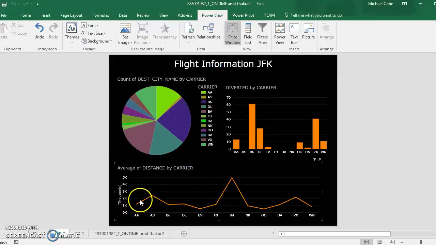Lastly, when we look at the bottom graph on the dashboard, this shows the average distance of every flight out of JFK by the carriers. For example, American Airlines, their average distance of a flight out is around 1,000 miles. JetBlue is around 1,000 miles as well. In fact, all the airlines are in this range except for Hawaiian Airlines. The reason for this is most of the Hawaiian Airlines flights from JFK go all the way to Hawaii, so that explains the long distance for the flight.